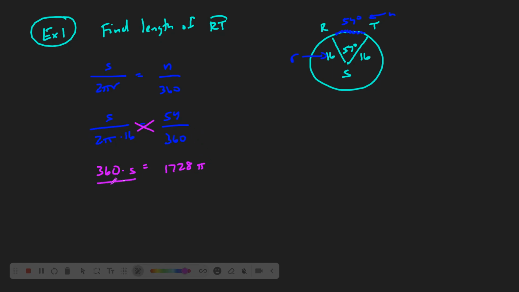And then I'll take this and divide both sides by 360. The 360s cancel, S equals, and now I will do 1728 times pi divided by 360. And that gives me 15.07, which would round to 15.1, and that's in units.